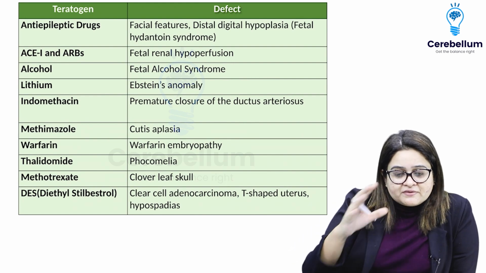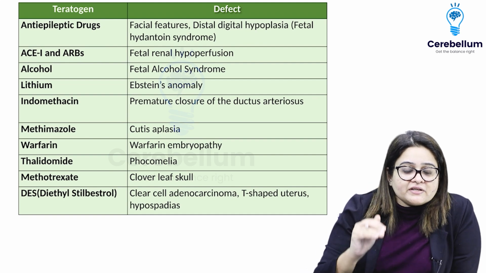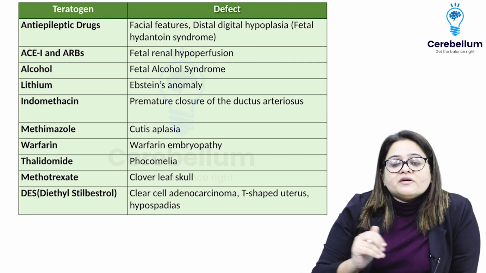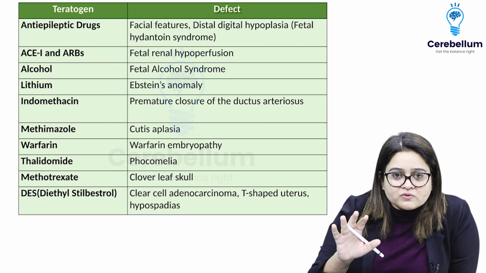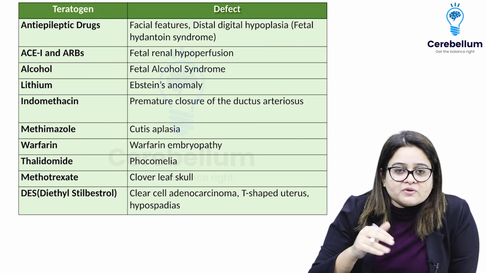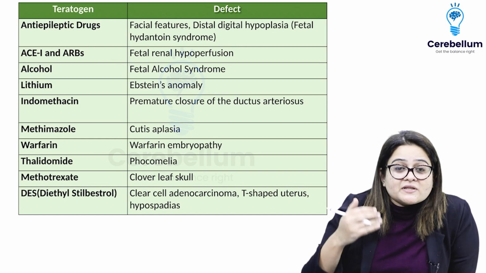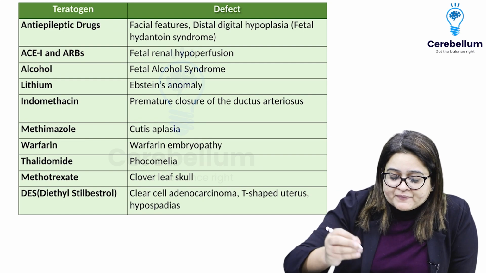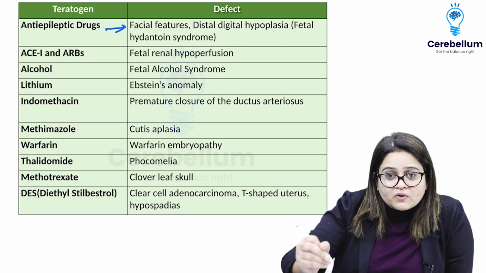Now, this is a recap of most of what we've talked about. It's a very, very important table. You can just take a printout and hang it up. It's in your notes, go through it. Very, very important. Keep going through this, quiz your friends, because this is something which will come again and again and again. Anti-epileptic drugs cause fetal hydantoin syndrome. What is that?